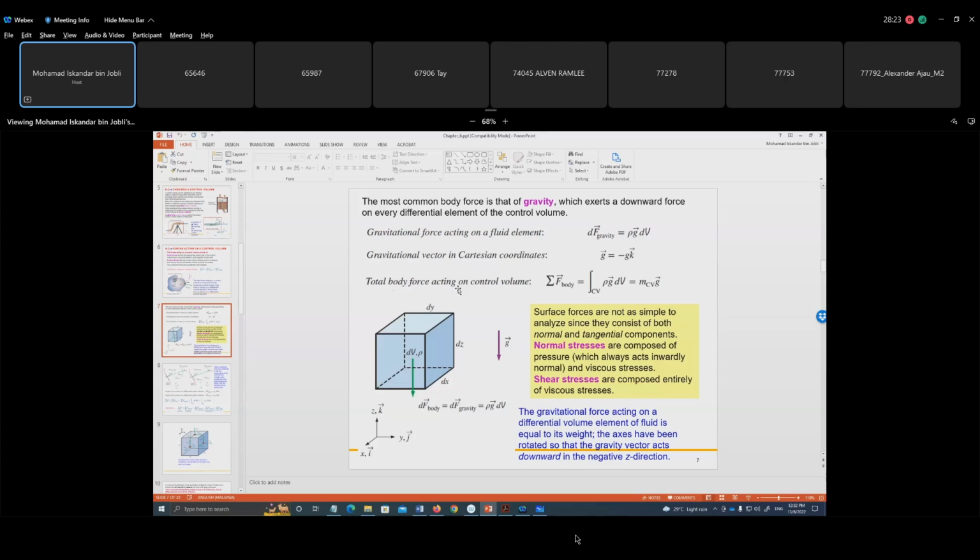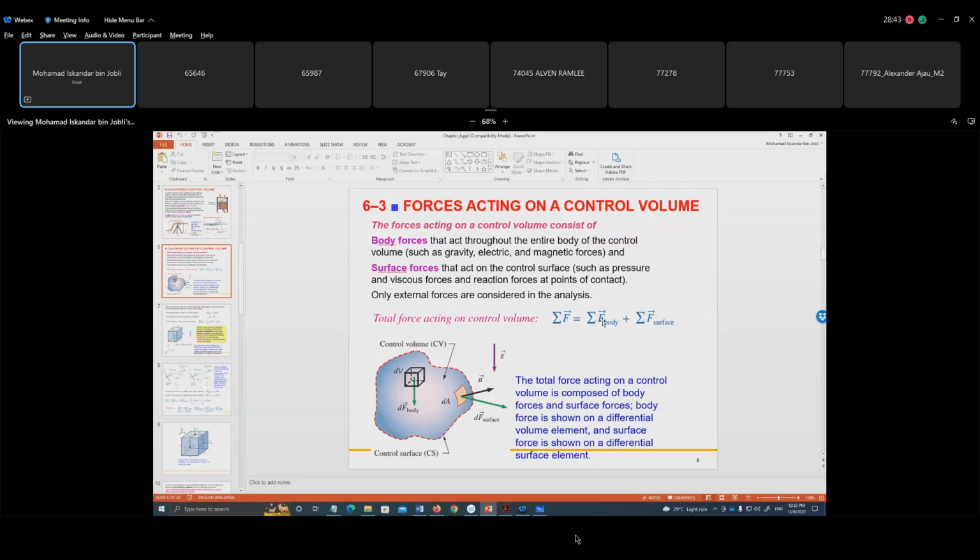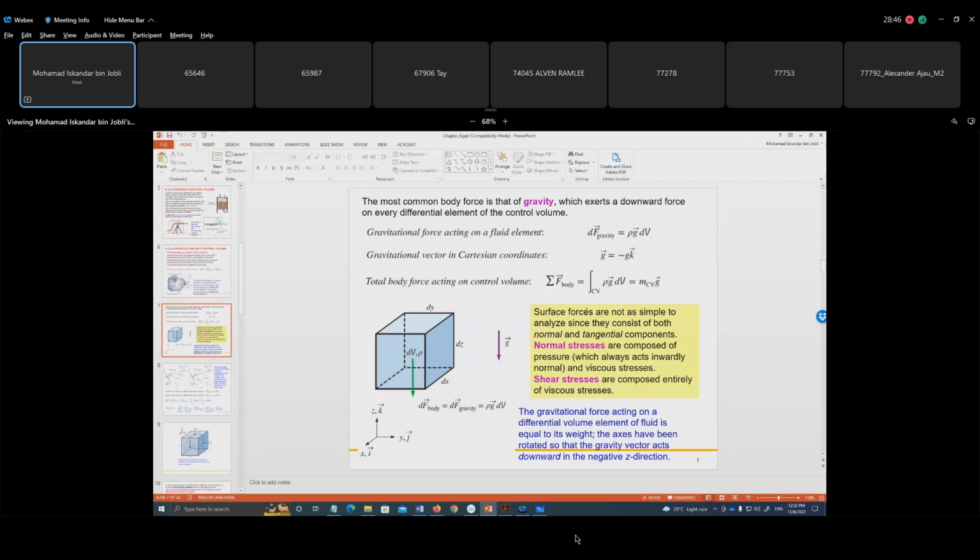The total forces acting on the control volume, the body, and this is the gravity. Acting on the control volume, because you have two: the total force is made up of the body force on the control volume, as well as the surface force. This is the body, this is the surface. So rho multiplied with v, the volume, gives you m of the control volume, and the gravity.